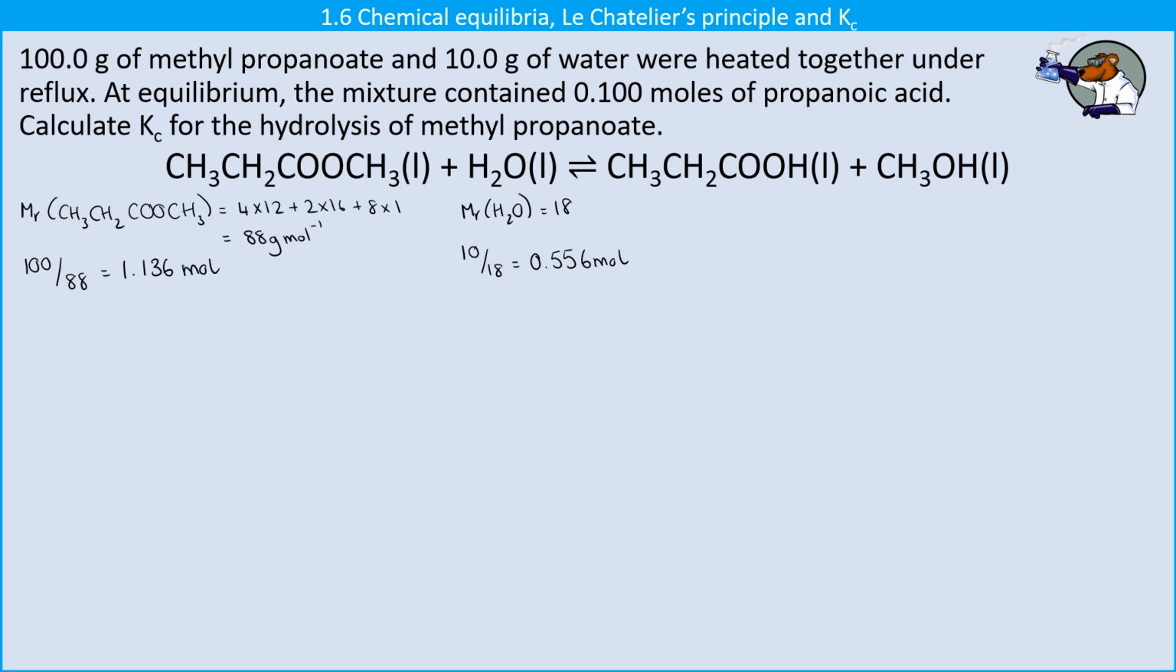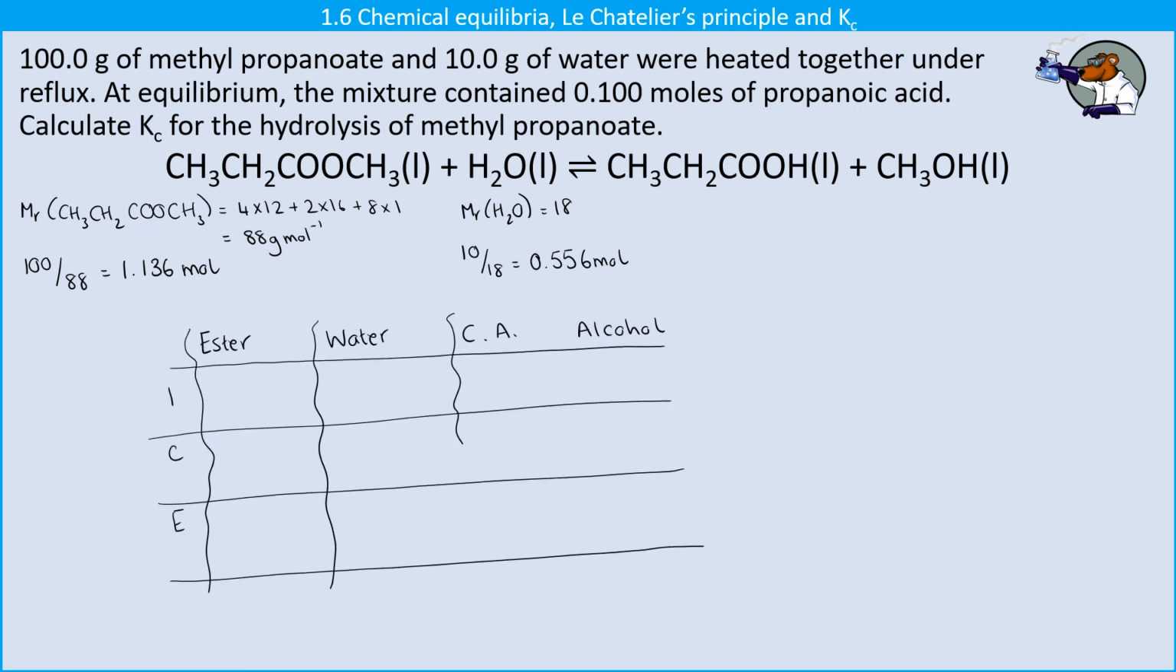So those are my initial moles, and they're going to go into my ICE table. I'm being a little bit lazy here. I didn't write out the full names of all the substances. I've just put ester, water, carboxylic acid, and alcohol. To begin with, I can put in the values that I've just calculated and also 0 for my two products. And then they've told me in the question that at equilibrium, I had 0.1 moles of propanoic acid. So I know that my propanoic acid has increased by 0.1 moles.